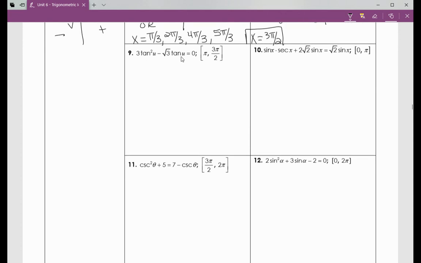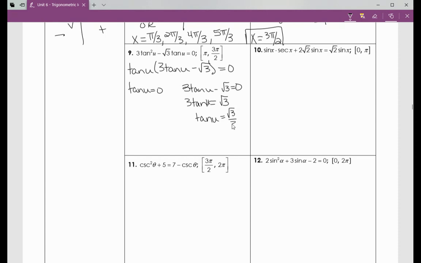Now, in number 3, I am going to take out the greatest common factor, tangent u. That leaves me with 3 tangent u minus the square root of 3 equaling 0. So now I'm going to set my factors equal to 0. So tangent u equals 0, and 3 tangent u minus the square root of 3 equals 0. So that gives me 3 tangent u equals the square root of 3, and tangent u equals positive square root of 3 over 3.